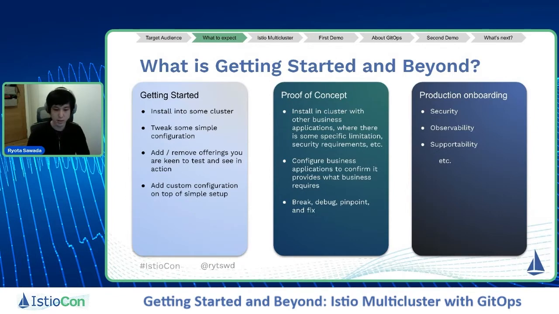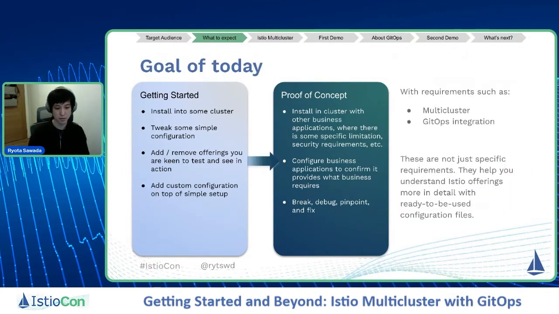The production onboarding phase is about getting security right and tight, ensuring observability is in place, and being able to support if anything goes wrong. The goal of today is that we'll be focusing on the first two phases only. For production onboarding, there are great talks in IstioCon, so I encourage you to check them out. For today's demos, I'll be throwing in additional requirements of multi-cluster and GitOps integration.